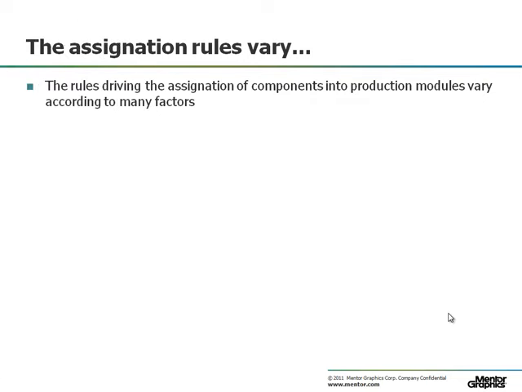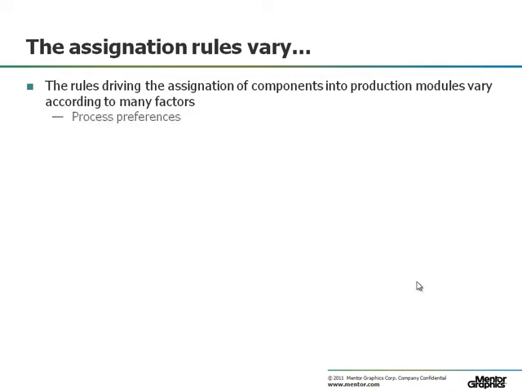That was an example of a simple assignation rule, and you can imagine varying that rule, for example changing it to start with the smallest connector instead of the largest connector. But the reality is that the rules driving the assignation of components into production modules vary according to many factors. Let's take a look at some examples.